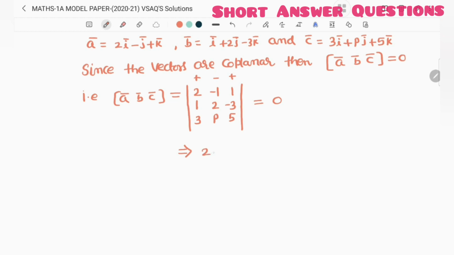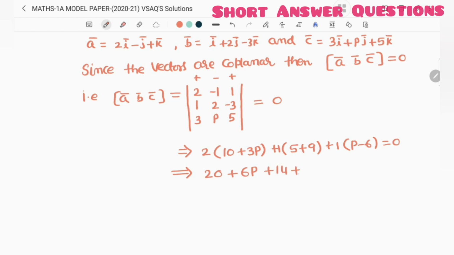So 2 into 10 minus of minus 3p, plus 3p minus of minus 1, plus 1 into 5 minus of minus 9, plus 9, plus 1 into, even here also, 1 into p minus 6 is equal to 0. So 20 plus 6p plus 14 plus p minus 6 equal to 0.